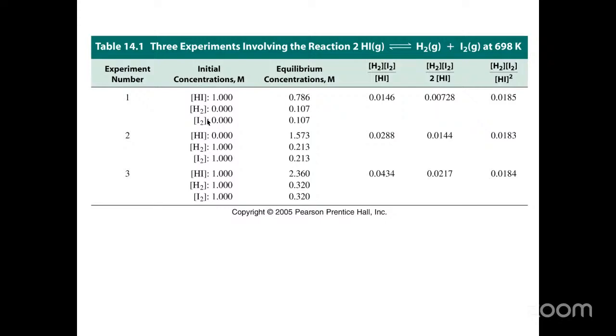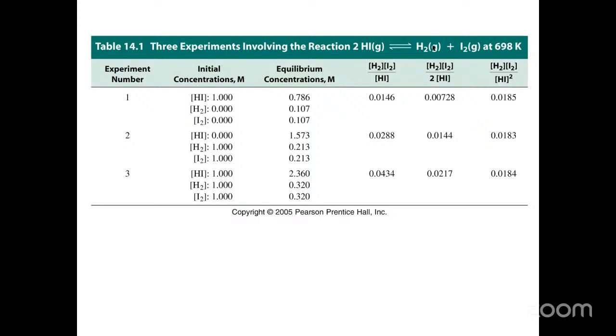In the case of the second experiment, as we said before, we started off with H2 and I2 being equal to 1.00 m. In the case of HI, there is none present initially. Then when the system moves to equilibrium, you end up with these numbers here. In the third experiment, we started off with 1 molar of all of these components, HI, H2 and I2, and then we end up with these equilibrium concentration values for the different components in that particular system.